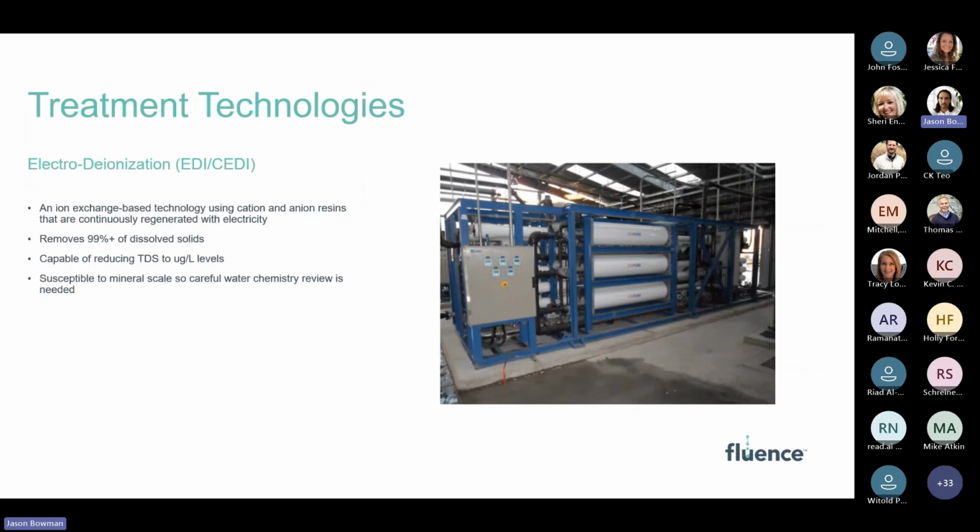These modules can be susceptible to scaling, so proper RO pretreatment upstream will be required. Optimally, these will be fed with water that has single digit TDS levels. So more than likely a 2-pass RO would be optimal for upstream treatment of these systems.